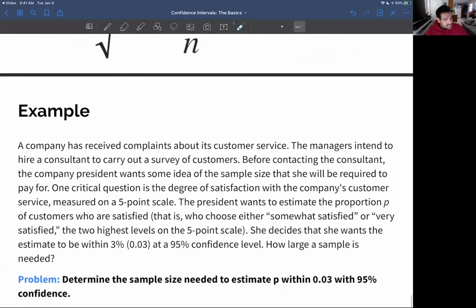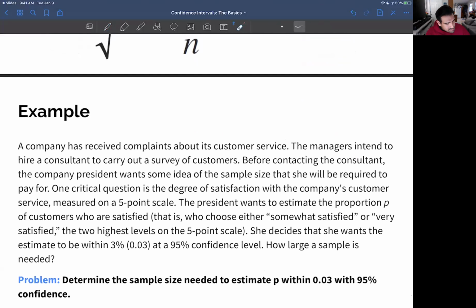So let's go through this one example. A company has received complaints about its customer service. The managers intend to hire a consultant to carry out a survey of customers. Before contacting the consultant, the company president wants some idea of the sample size that she will be required to pay for. One critical question is the degree of satisfaction with the company's customer service measured on a 5-point scale. The president wants to estimate the proportion P of customers who are satisfied, that is, who choose either somewhat satisfied or very satisfied, the two highest levels on the 5-point scale.